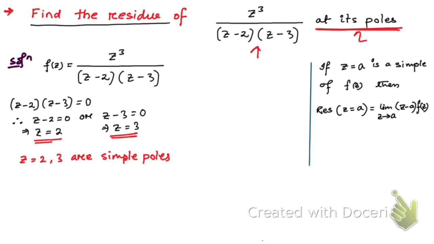Hope you have understood. Let me write it properly. Limit z tends to a, z minus a into f of z. That's how we find the residue at a simple pole.